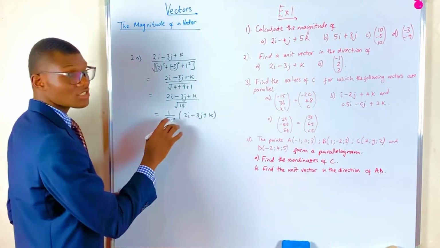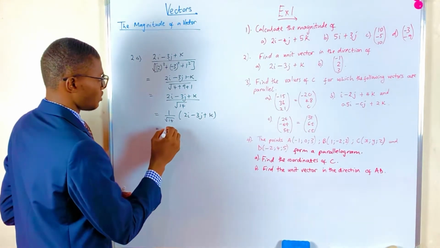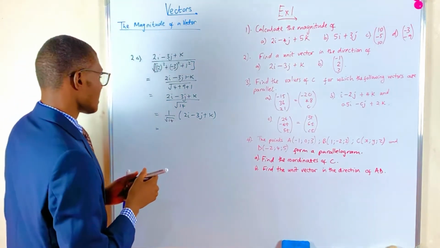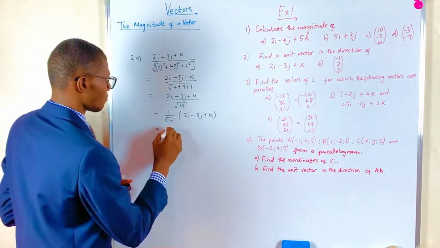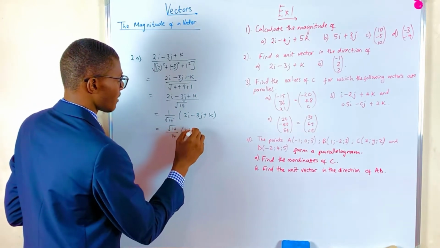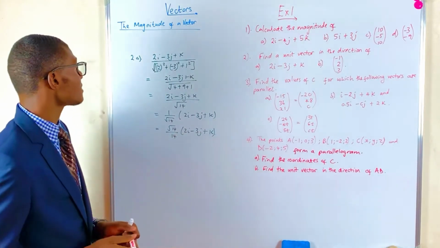And we can decide to rationalize this. If we rationalize it, multiply, this will be root 14 over 14 times 2i minus 3j plus k. So this will be the final answer.